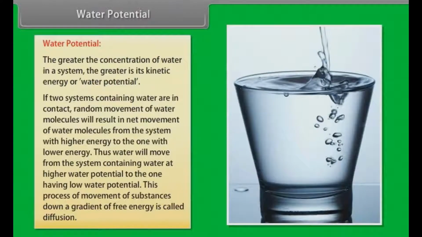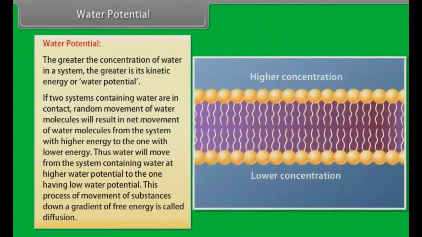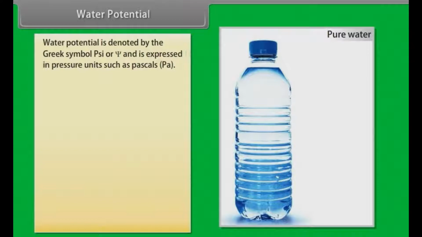If two systems containing water are in contact, random movement of water molecules will result in net movement of water molecules from the system with higher energy to the one with lower energy. Thus, water will move from the system containing water at higher water potential to the one having low water potential. This process of movement of substances down a gradient of free energy is called diffusion. Water potential is denoted by the Greek symbol psi and is expressed in pressure units such as pascals.